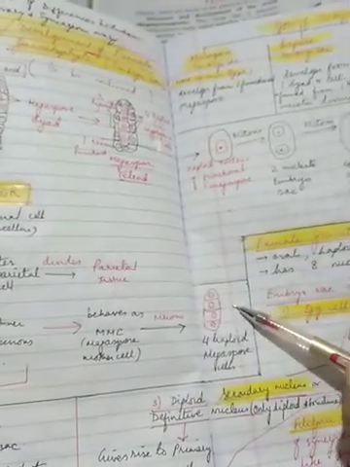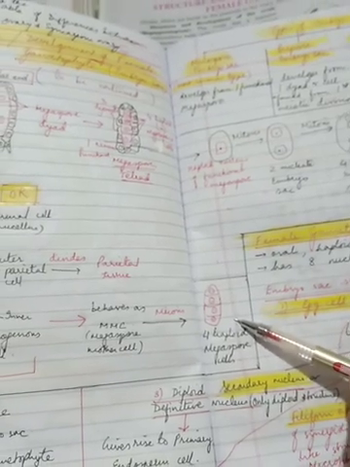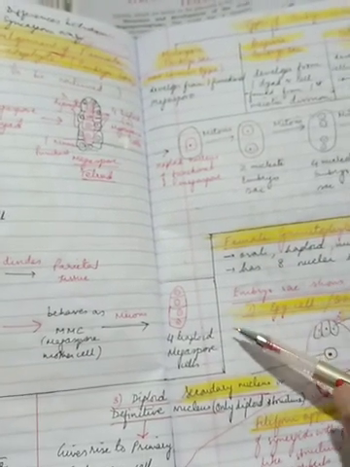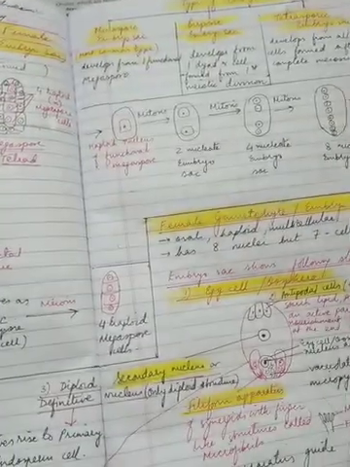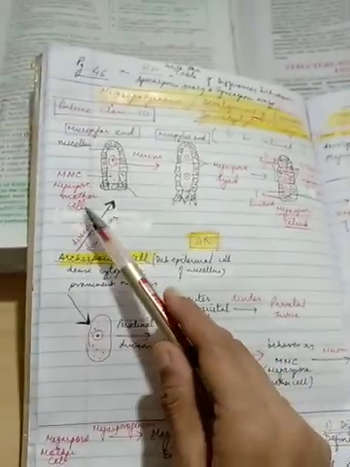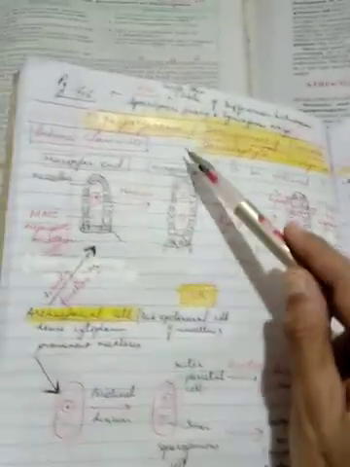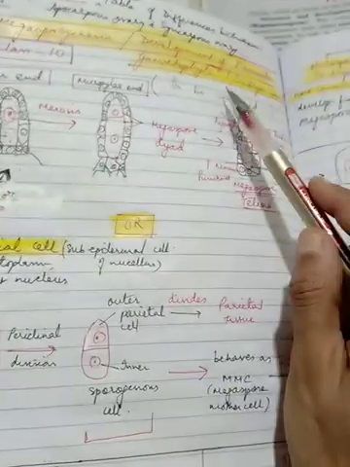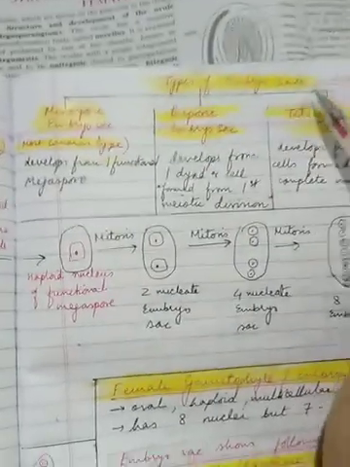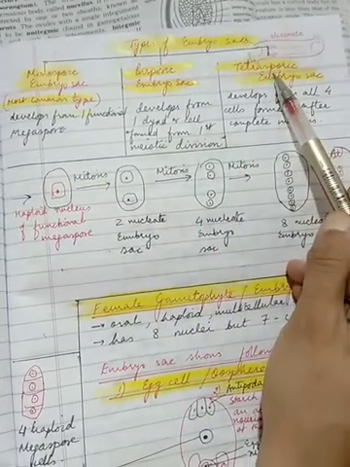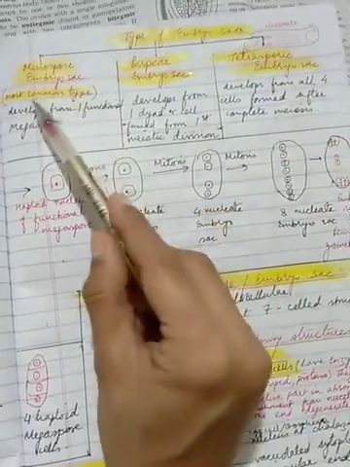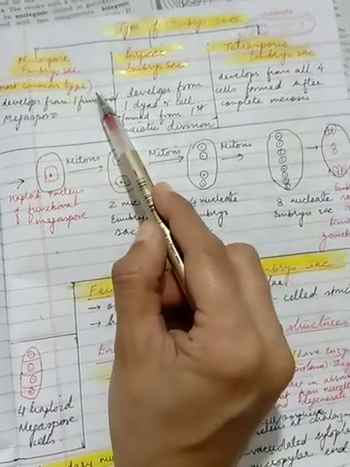That is, 3 degenerate, 1 remains functional, and that undergoes mitosis, then a second mitosis and a third mitosis, giving rise to an 8 nucleate embryo sac. So I hope children you have understood this journey of division, what we call megasporogenesis or formation of the embryo sac. Now we have 3 types of embryo sac. We call them monosporic, bisporic and tetrasporic. Monosporic is the most common type of embryo sac.